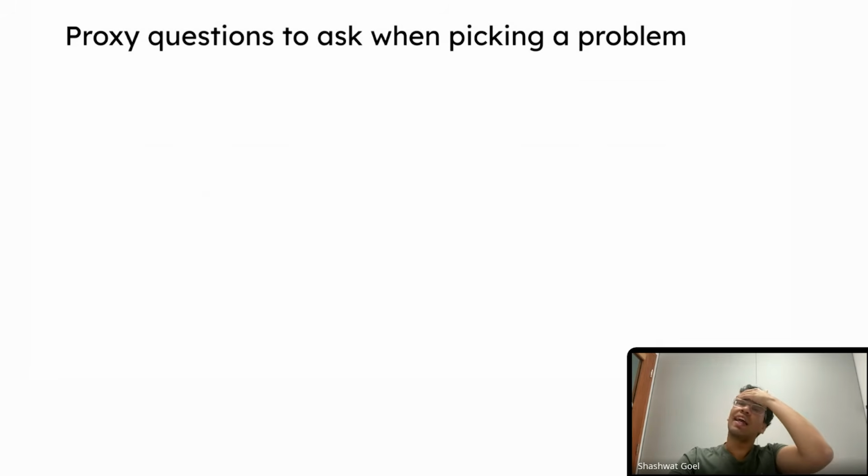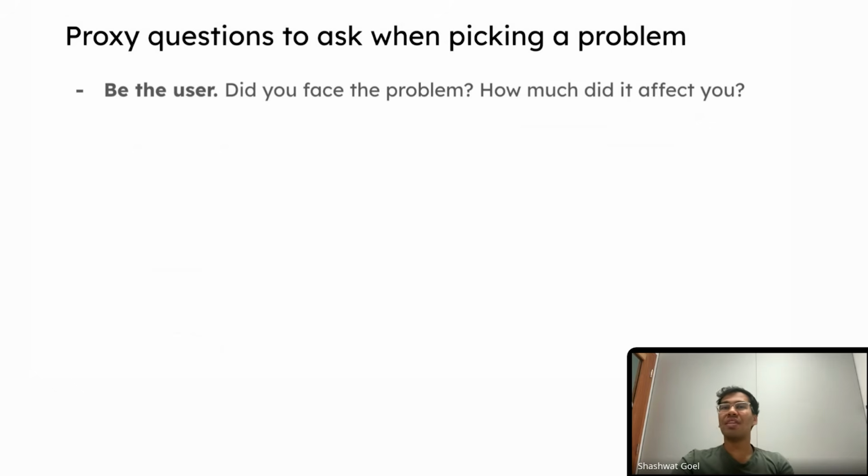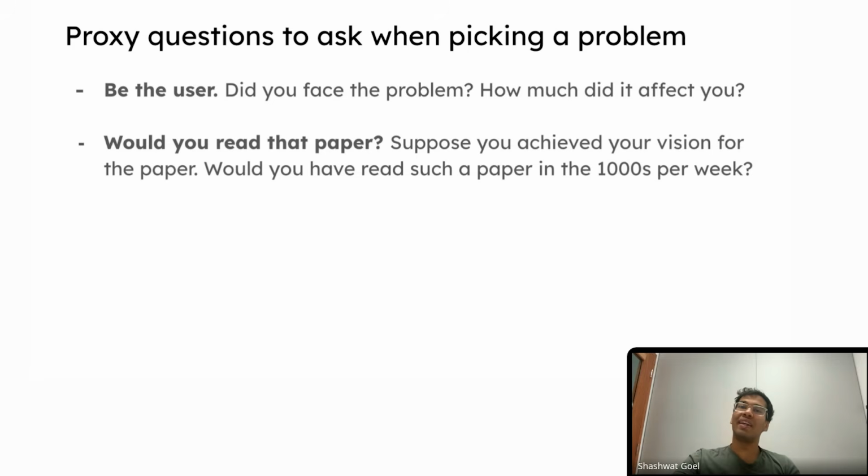So again, trying to break down the problem of how to pick a problem more. The first thing, like I mentioned earlier, is that you should ideally be the user. Don't try to solve something that you don't face, because then there's no clarity on whether someone else faces it as well. It's very hard to predict what problems others are facing compared to what you are facing yourself.